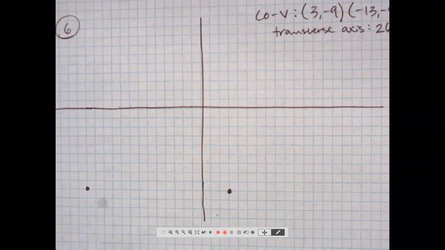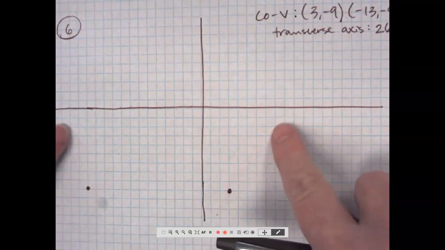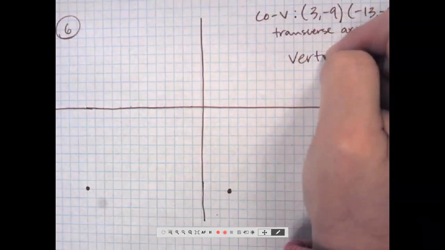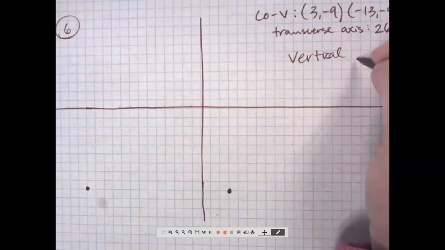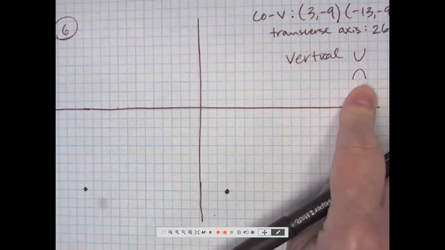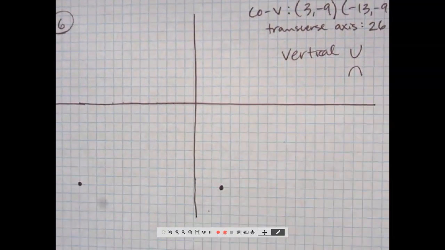All right, if those two points that I just plotted are covertices, do the curves go through these? No. If the curves went through them, it'd be horizontal. Therefore, this is vertical. So the curves, if we graphed it, would look like this. And that just tells us which formula or which setup to use for the equation. Still we go back to it, and what other information can we get from this?